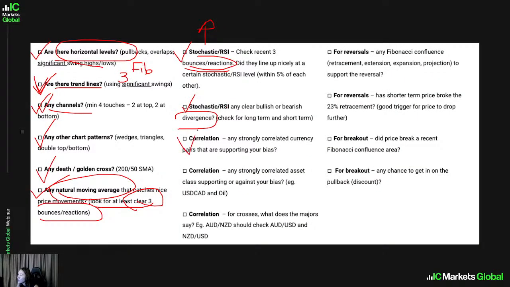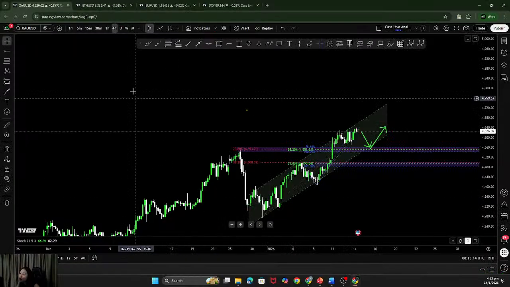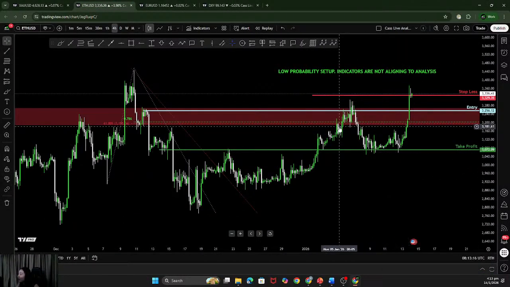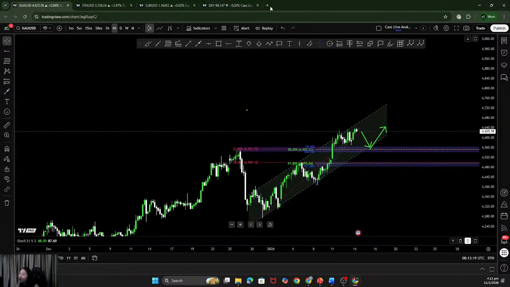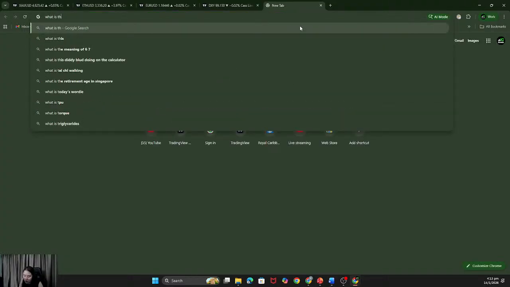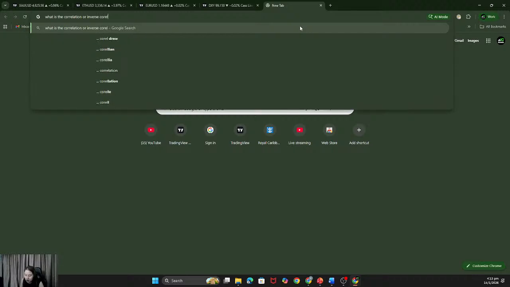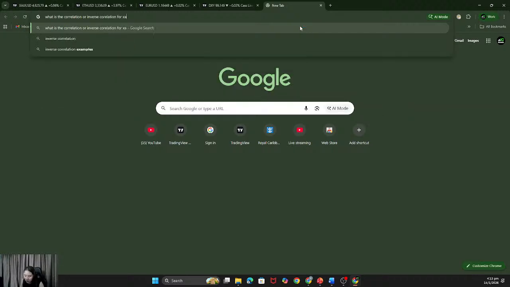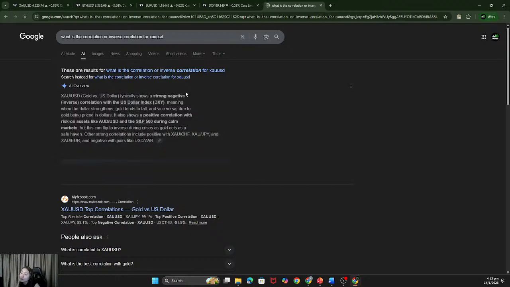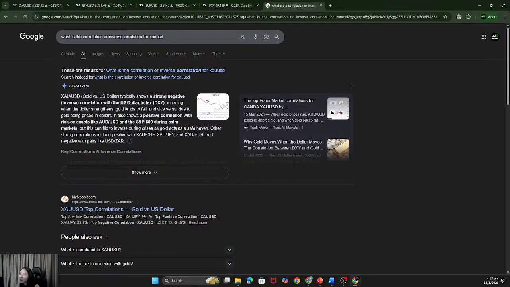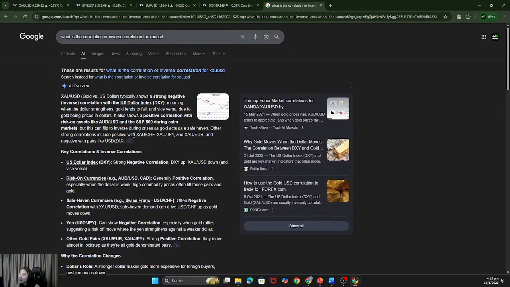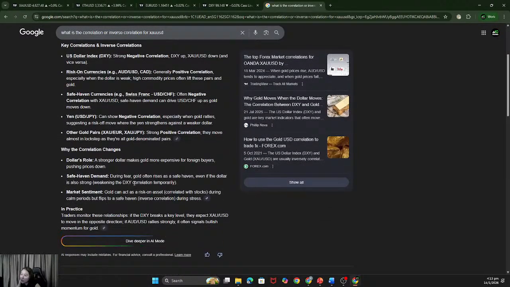Let me pull this out to see if there are any other correlations. What are the correlations for gold? Actually, what is the correlation or inverse? Gold, DXY, S&P shows a strong negative inverse correlation with the US dollar index. I guess we're all learning new things, are we not?